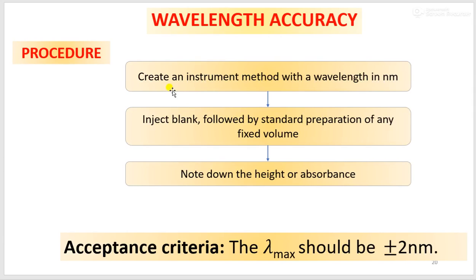Next is wavelength accuracy. The procedure is to create an instrument method with a wavelength in nanometer, for your sample, here we will take caffeine only. So you have to create the method and set the appropriate wavelength. Inject the blank followed by the standard preparation of any fixed volume of caffeine. Note down height or absorbance. The acceptance criteria: the lambda max should be plus or minus 2 nanometer from the standard value.